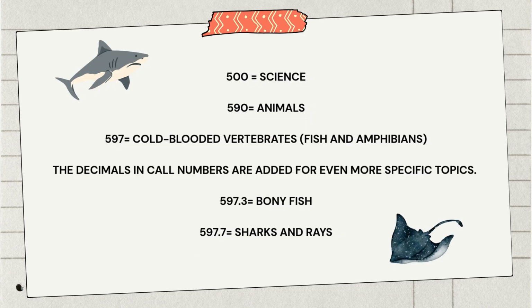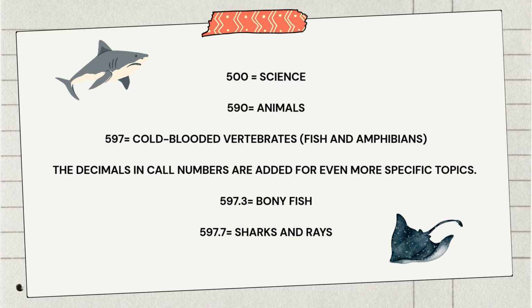Here is an example of exactly how the DDC breaks things down. So if you go to the 500s, that is the main class for science, all topics related to science. Within that science class, if you are looking for animals, you're going to go to the 590s. The 590s is a division of science. It's the animal division of the science class. To break it down even further, once you're in that animal division, you can break it into sections. So one section of the animal division, 597, is going to include all of your cold-blooded vertebrates, fish and amphibians.